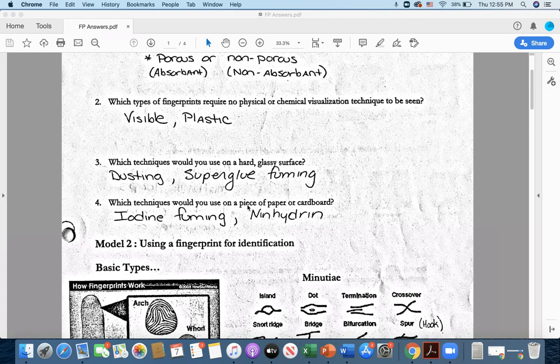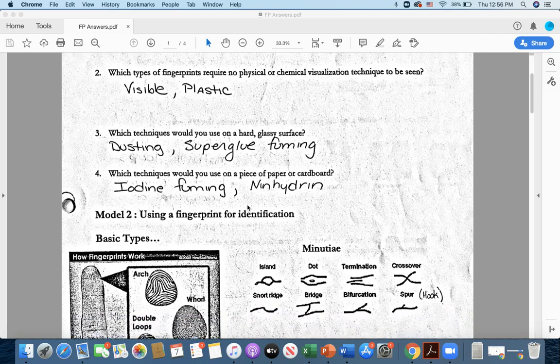All right. So if you have a visible print, you had some type of substance on your hands that left the print behind. Think about like finger painting. If you had paint on your hands and you put it on a piece of paper, you could leave your print behind. Plastic prints would be more like an impression. So if you were to actually push your fingerprints into a softer substance like a wax, dried up sticky blood, that would be a plastic print and would leave that pattern there.